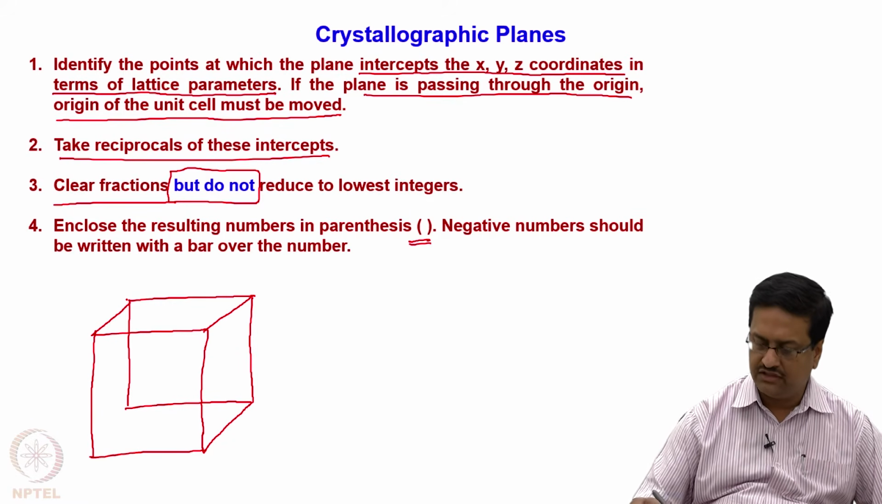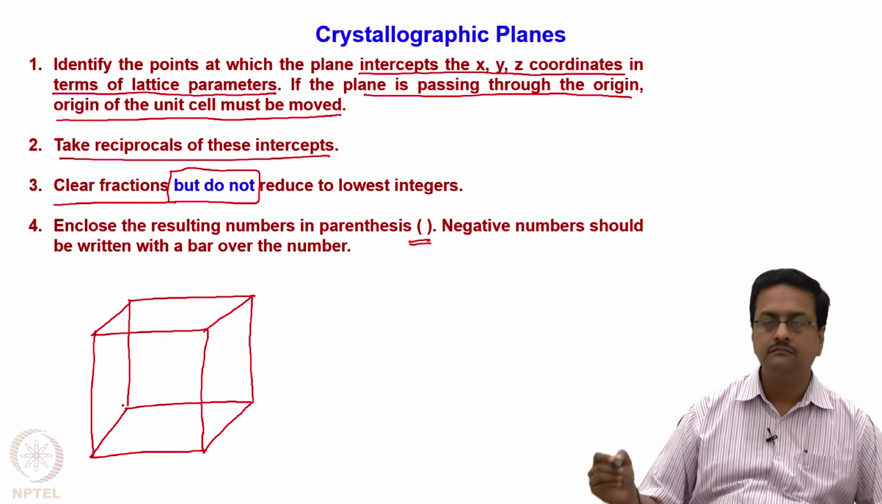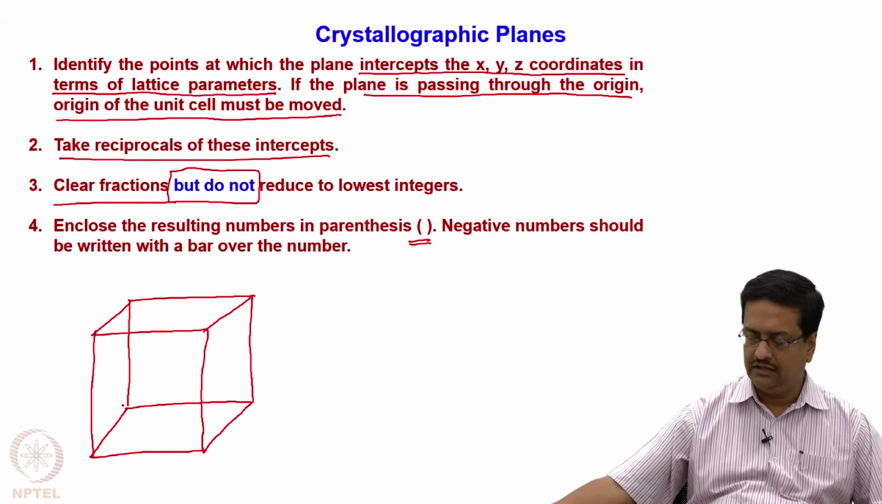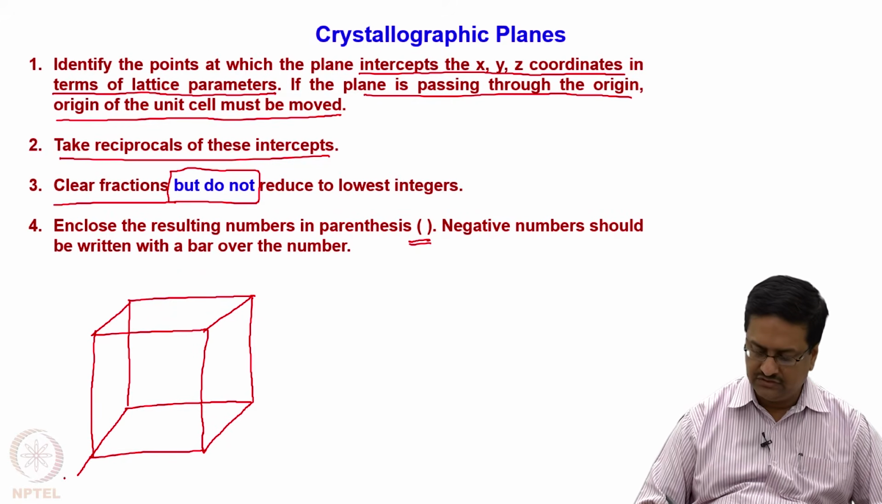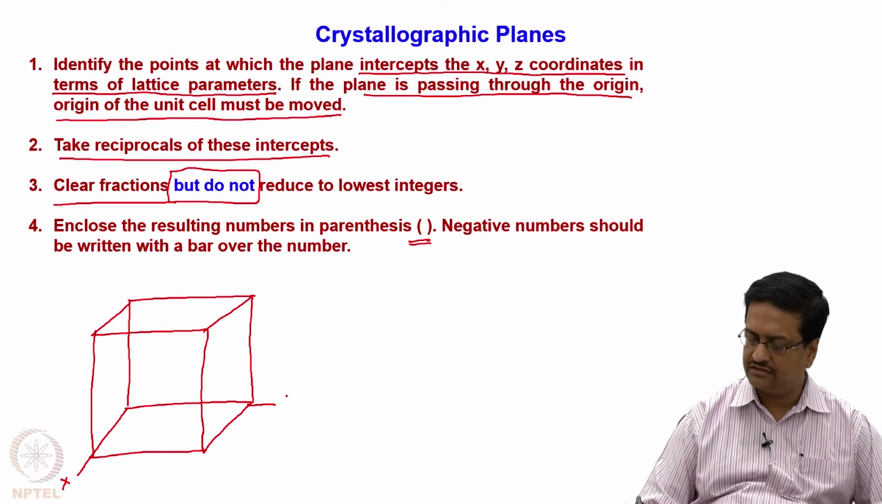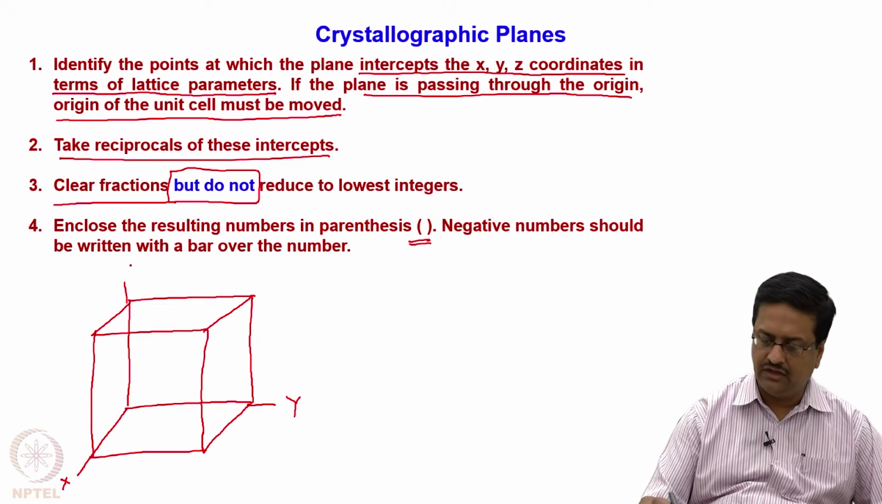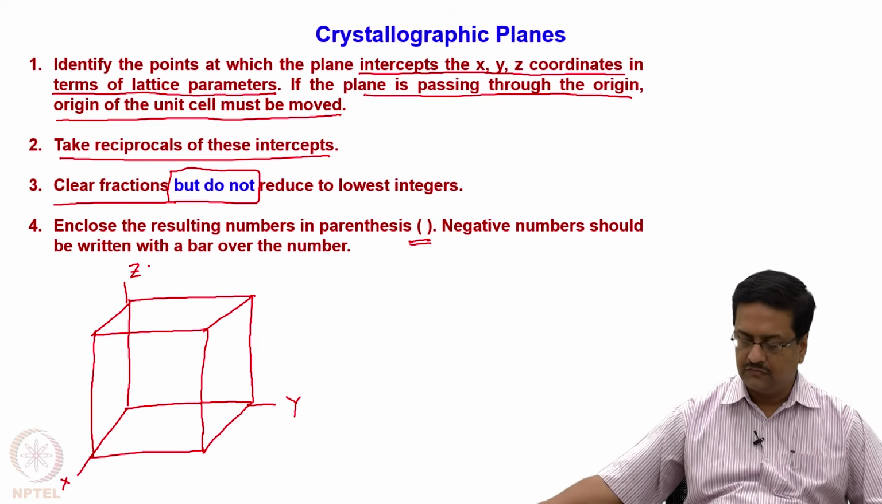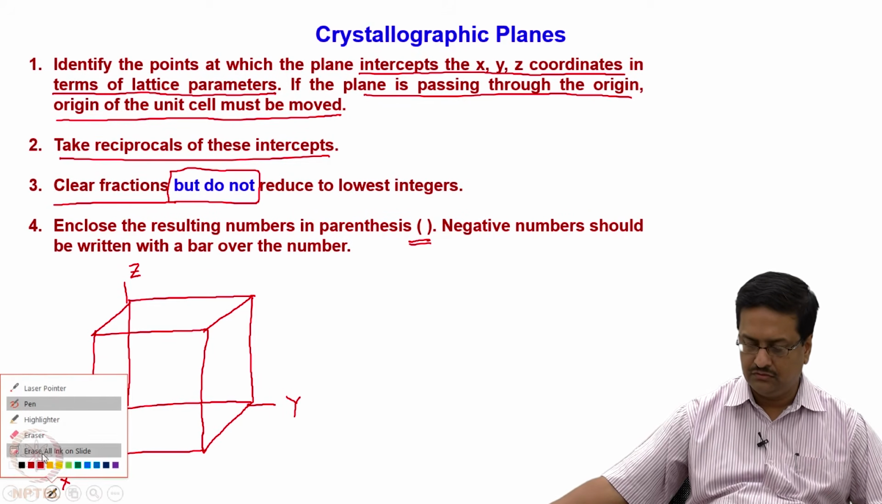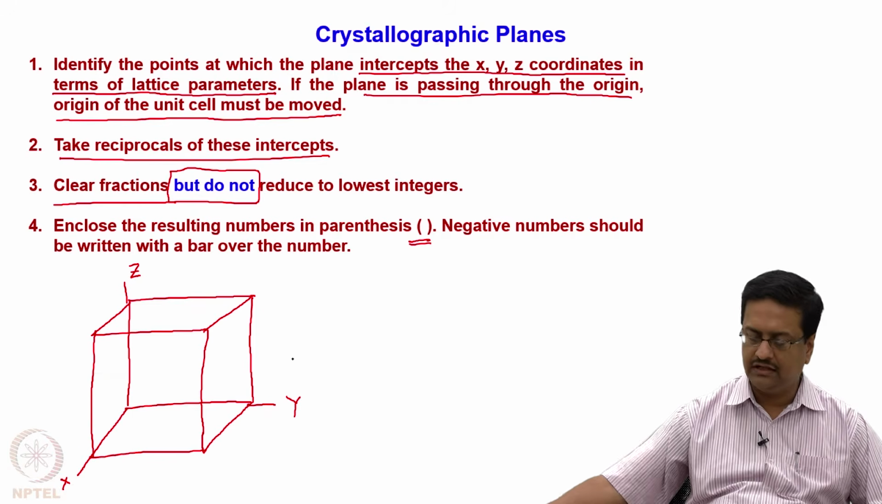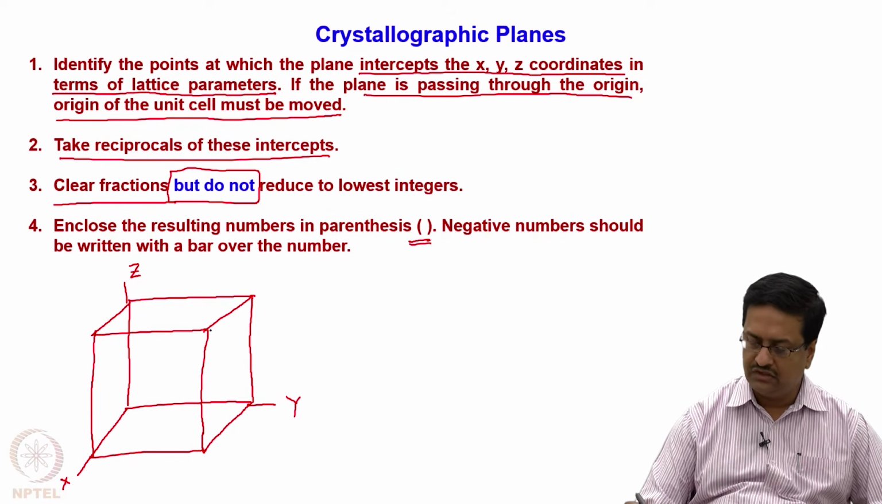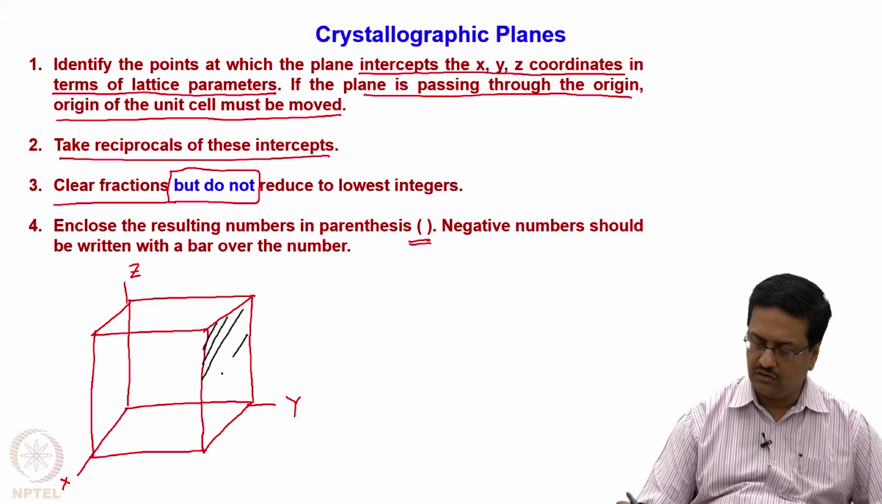So I have drawn a cube, and in that, as usual, this is my x direction, this is y, and that one is z. Here I want to designate a plane which is like that. This is one face.